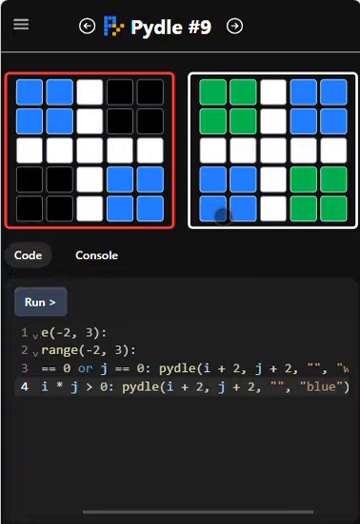Okay, so what happened there? It seems to have colored in the wrong quadrants. But the reason for that is that the Pydle coordinate system has the origin 0, 0 at the top left, and then as y increases, it goes down. So it's basically upside down, whereas in a Cartesian coordinate system with y increasing, it would go up. So we just need to reverse that.